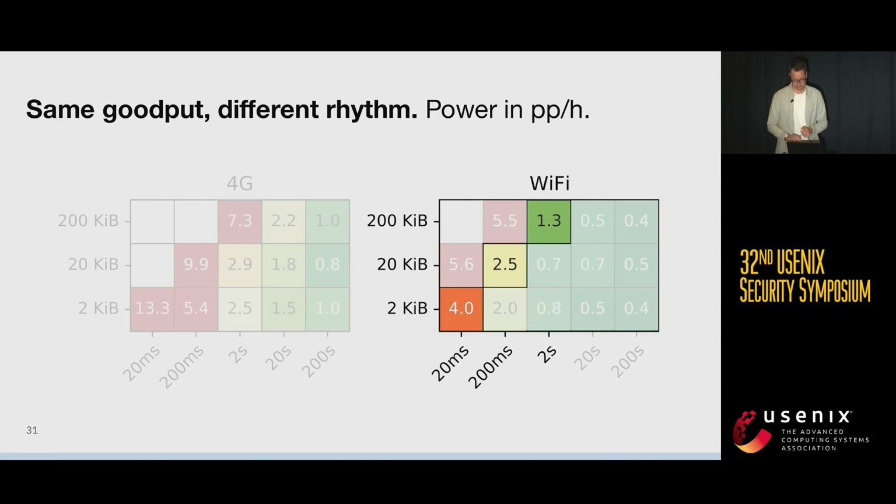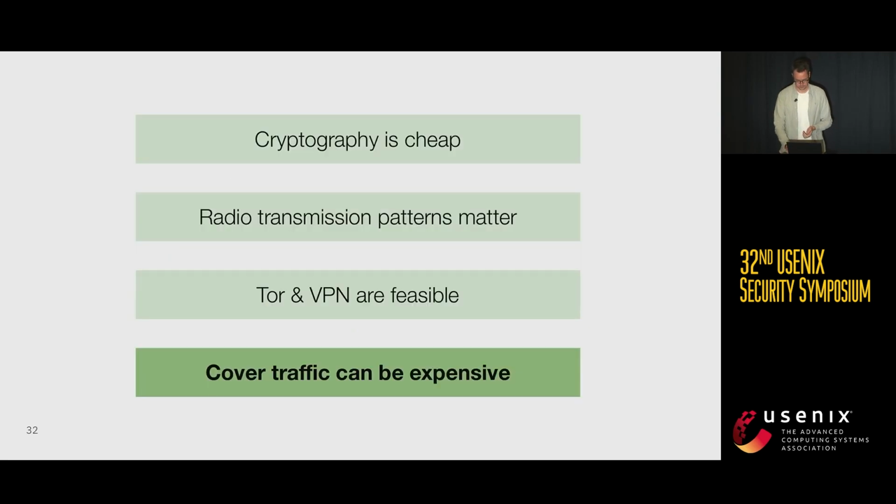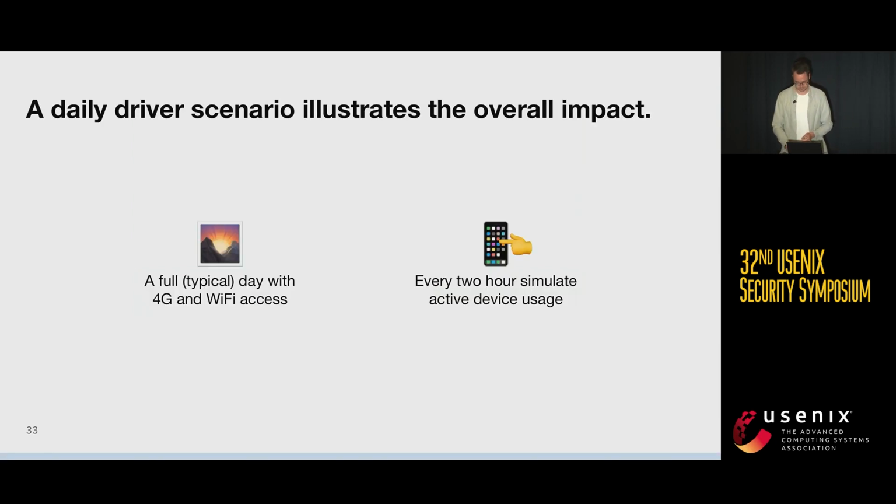And interestingly, if you look at one of the diagonals, these are all sending 100 kilobytes per second. But if we just increase the delays between the packets, we can send the same throughput at much lower power consumption. So cover traffic can be actually quite expensive, and that's something we should take into consideration when designing the protocols.